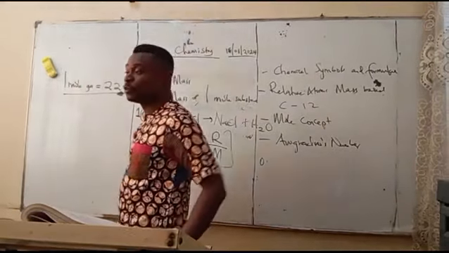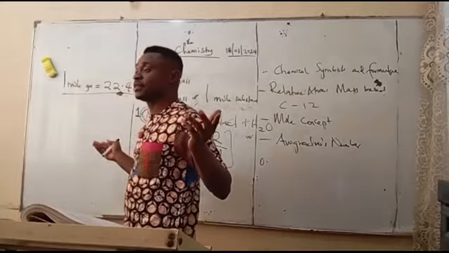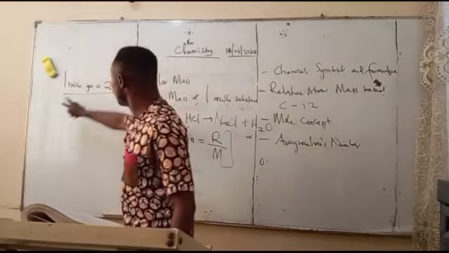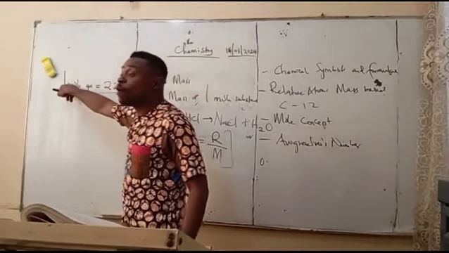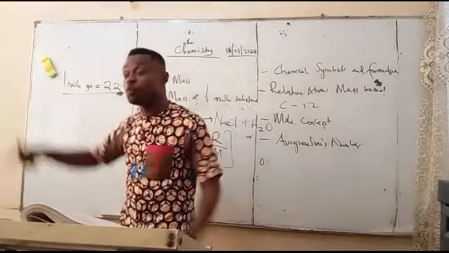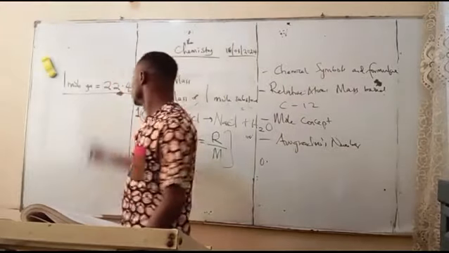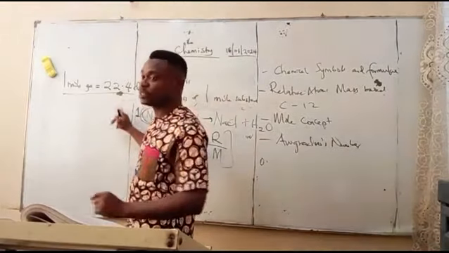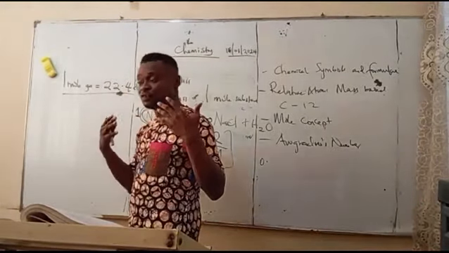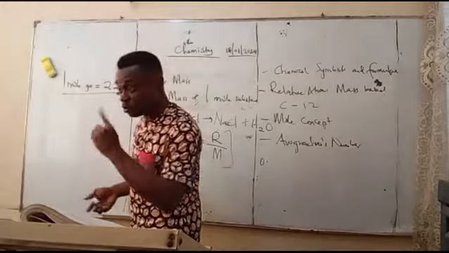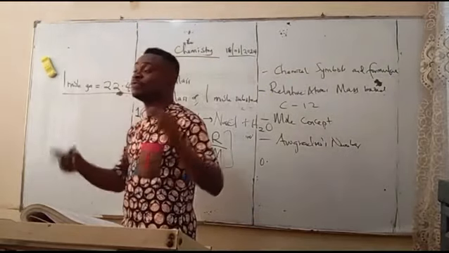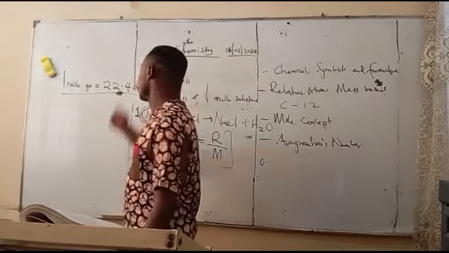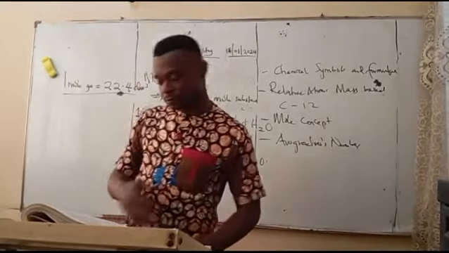So we call it molar volume. The molar volume of a gas is the volume occupied by 1 mole of the gas. So the molar volume of a gas at STP is 22.4 dm³. That's the molar volume of a gas at STP, which is the same as saying the volume occupied by 1 mole of it at STP is 22.4 dm³. Okay.